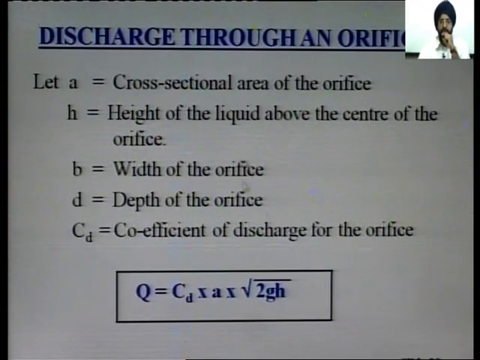And to get the value of discharge through this orifice, if a is the cross sectional area of orifice, h the height, b the width, d the depth, and Cd the coefficient of discharge, then finally using this formula we can calculate the discharge through an orifice which is small, rectangular, sharp edged and free flowing. So, Q is equal to Cd into A into under root 2gh. So, this is the final formula for calculating the discharge through an orifice.